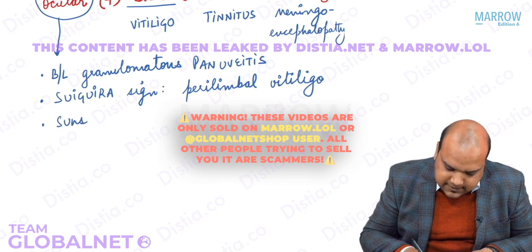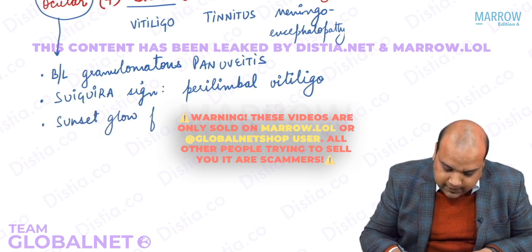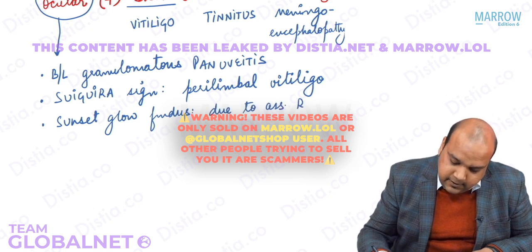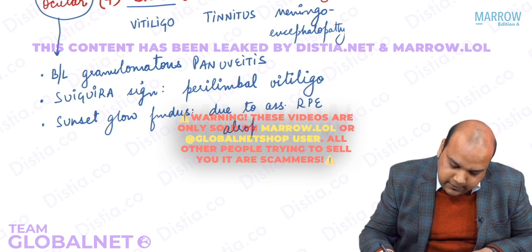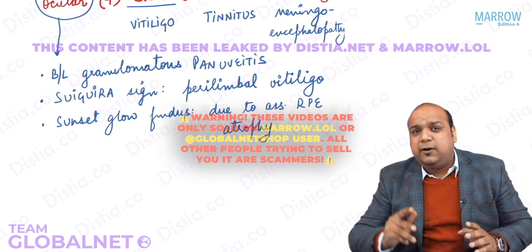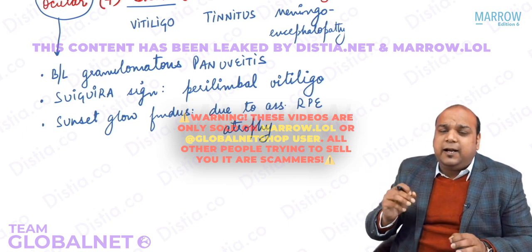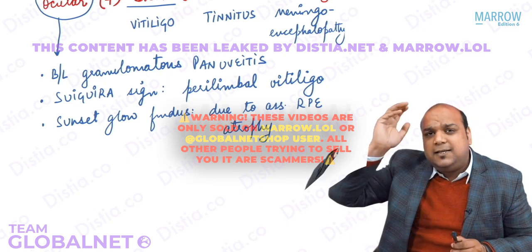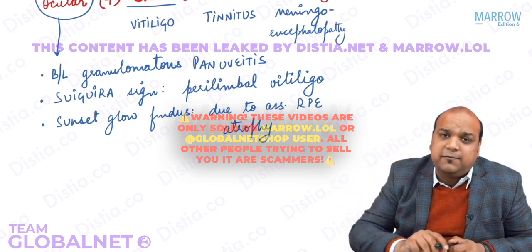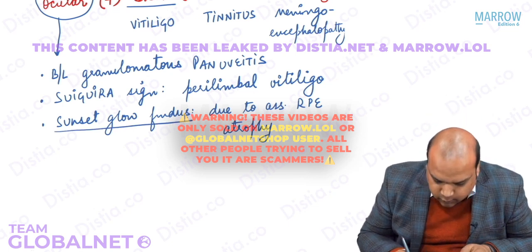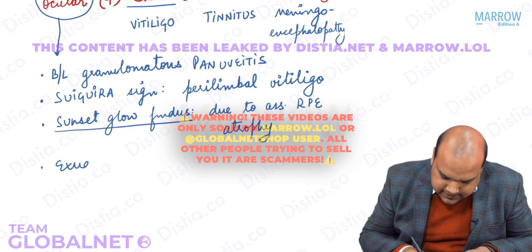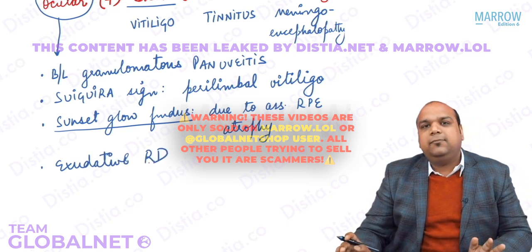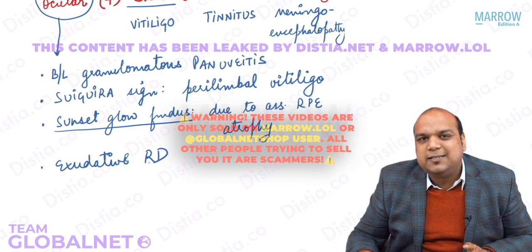We have sunset glow fundus due to associated retinal pigment epithelium atrophy. Because there is RPE atrophy, instead of the red normal fundus color that we get, when we look at the fundus, we get an orangish, dull orange color. So when the sun is setting, everybody, there is a dull orange color. That is the kind of color we get. And that is why it is known as sunset glow fundus. The last important sign is exudative retinal detachment. Am I clear? These are the important signs of a case of VKH syndrome.